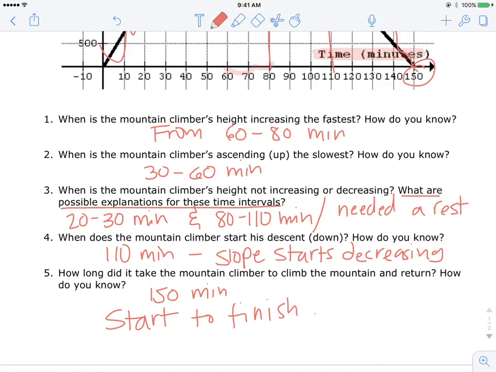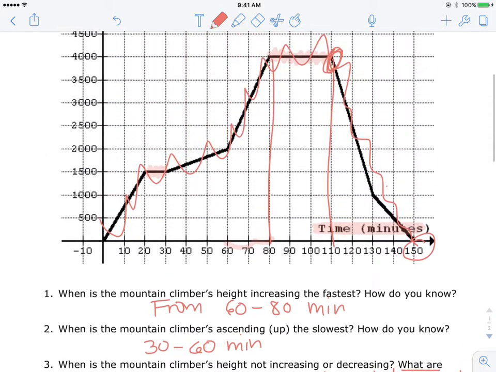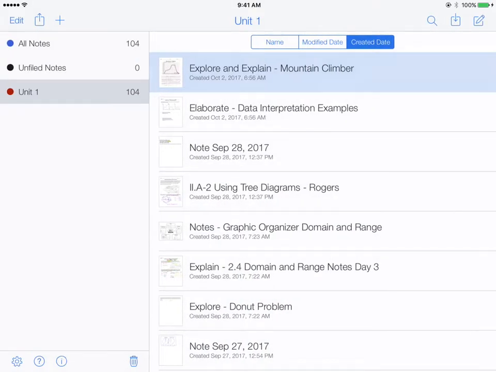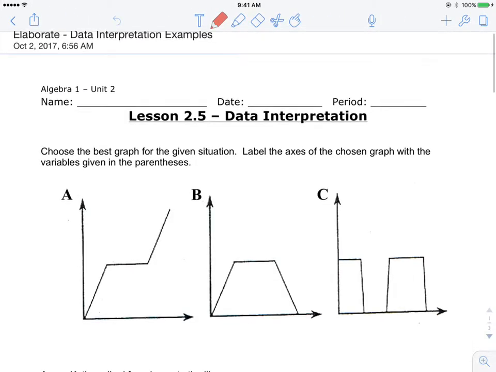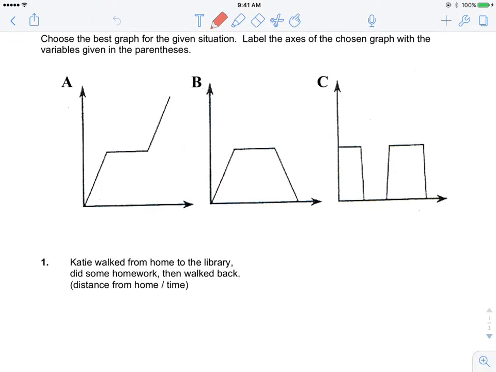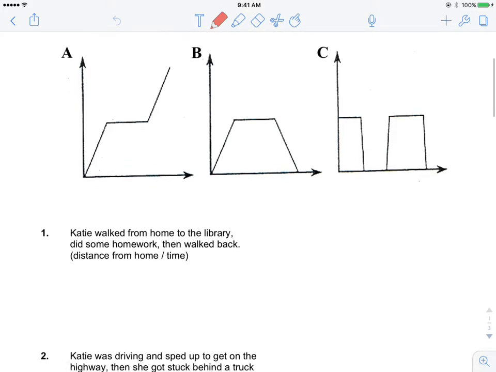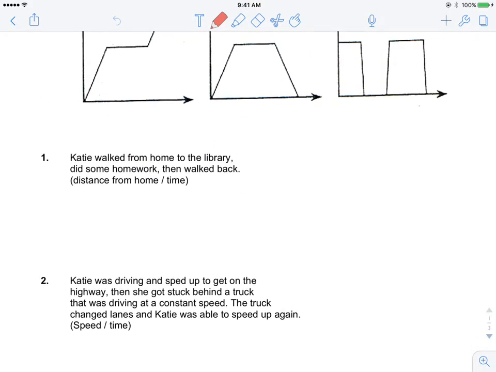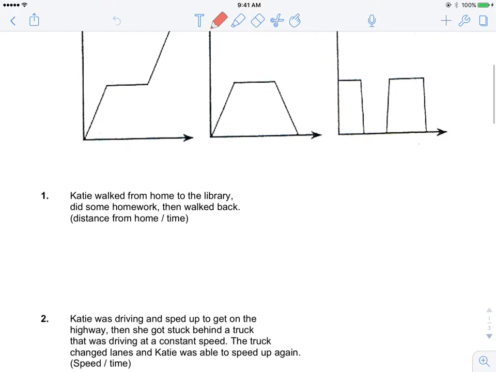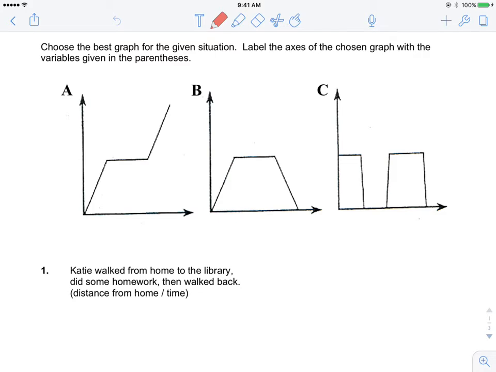So now after we've had a brief intro explanation here, I want you guys to go to your other paper and we're going to talk about a couple of choices. I've got a few different choices here, and I've got 2 questions you can see. These 2 situations match 2 of these graphs, so there's one we're not going to use. Option 1: Katie walked from home to the library, did some homework, then walked back. So we're talking about distance from home and time. So this would be time, and this would be distance from home. For all 3 graphs, we're going to see which one works.